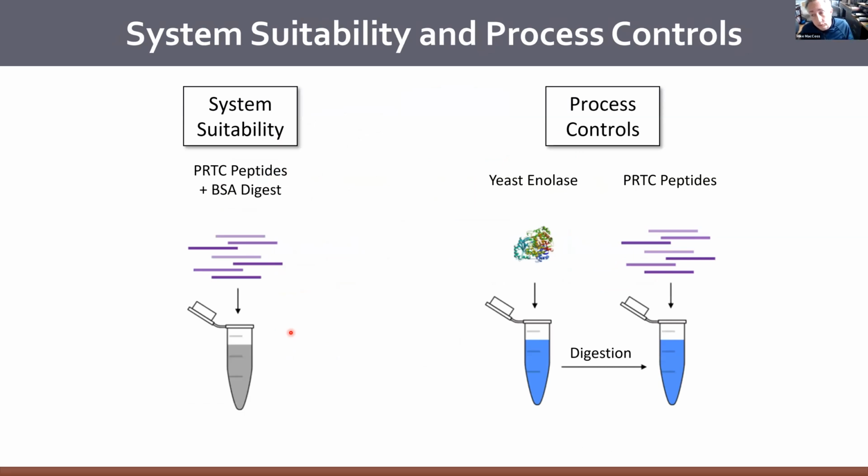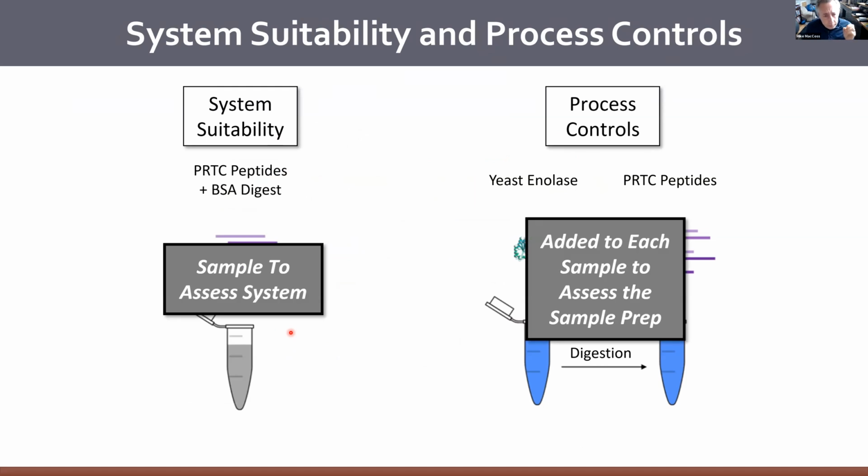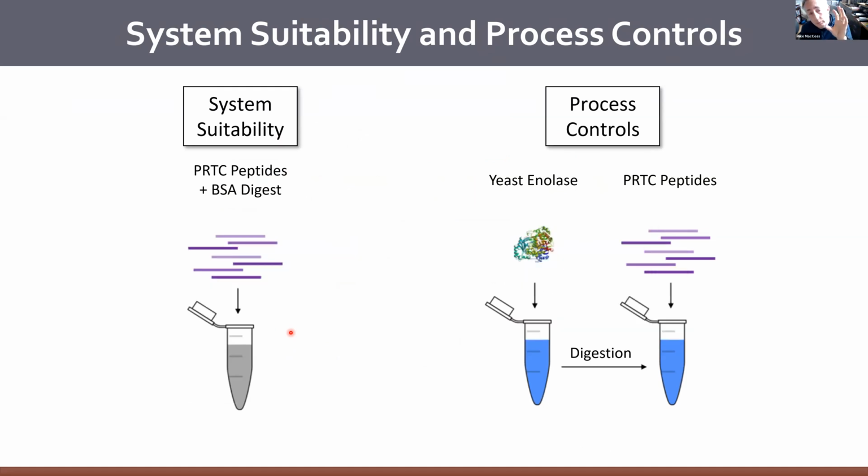One, we use it for system suitability. How is the system, how well is the mass spectrometer working? Can we track this over time? And also we use process controls, which is for a specific sample: did it get prepared and is it working okay? Did the sample preparation work okay? Did we have a bad batch of trypsin? Did our solid phase extraction just not work correctly, et cetera?